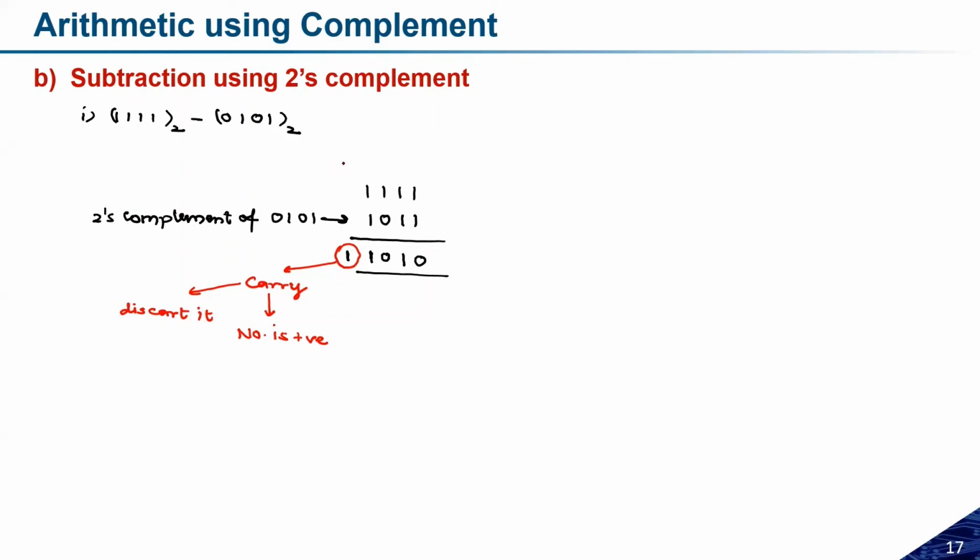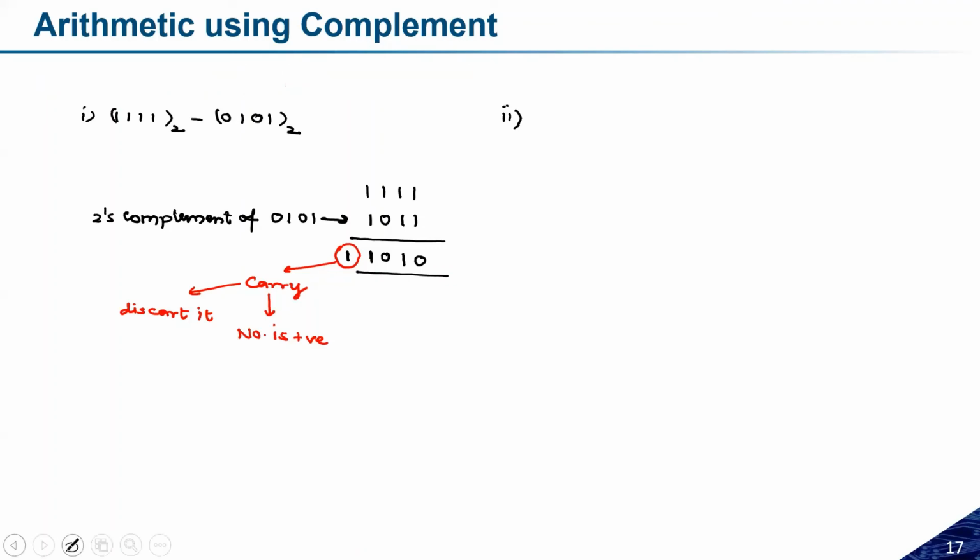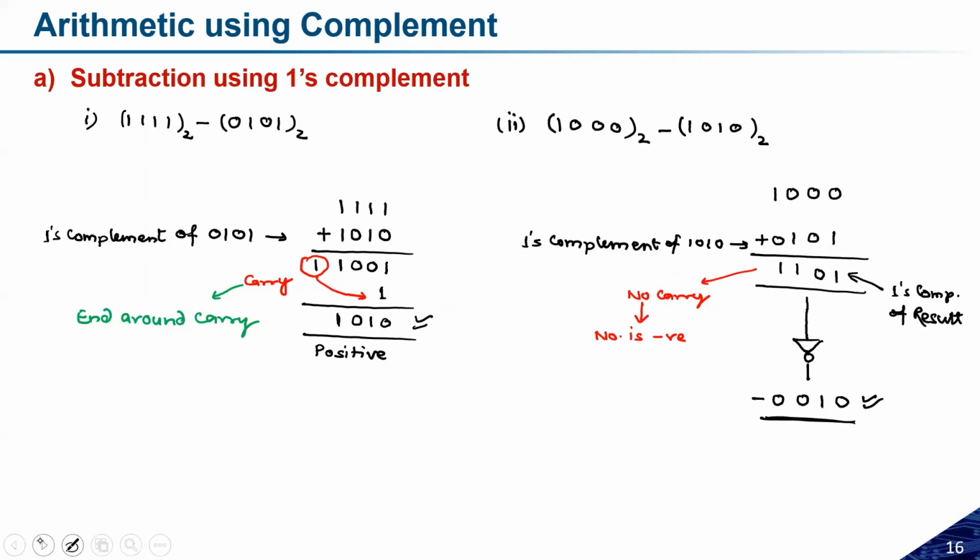If we see the previous slide, we are getting the same result. Now let us try to consider the second case. In case 2, when I am subtracting a larger number from a smaller number, how can we do that? Let me consider the previous slide. What was the example? The example was 1 0 0 0 minus 1 0 1 0.